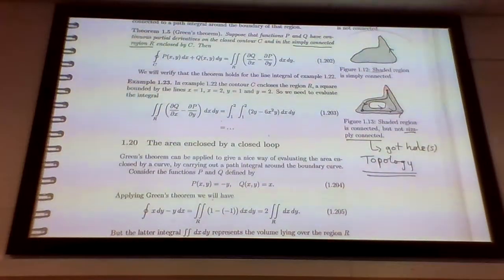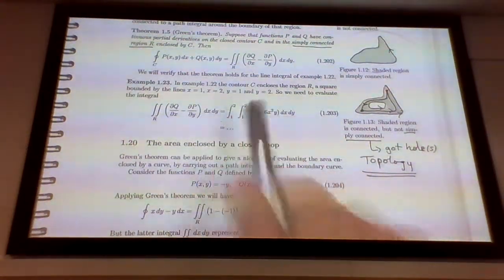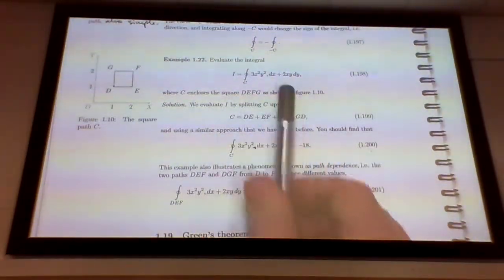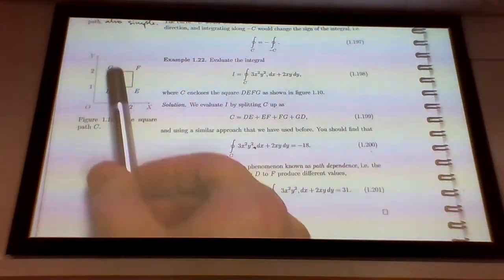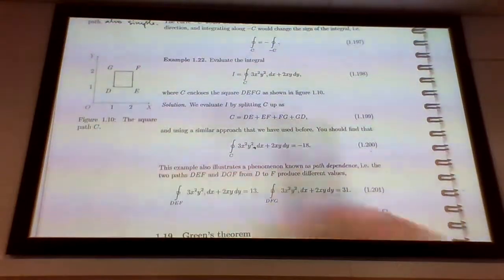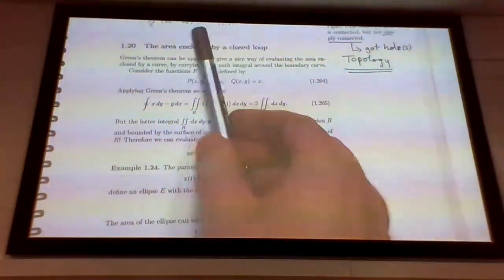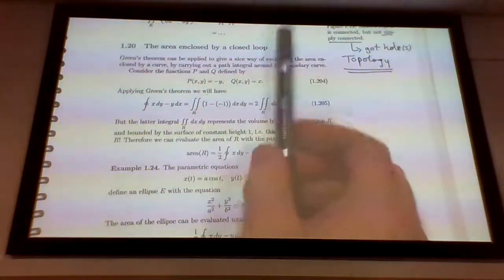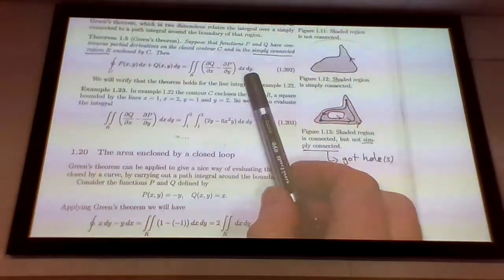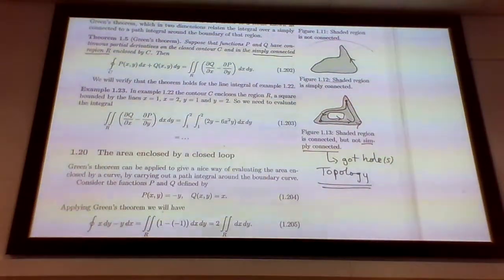Okay, did I do example? I think I did do example. Did I do example 1.23? Yes, so this is going back to a previous example. In the previous example 1.22, we did this integral of p dx plus q dy around the square. And then I think we did example 1.23 last time, where we worked out the right-hand side of Green's theorem and confirmed that this gave the same answer.